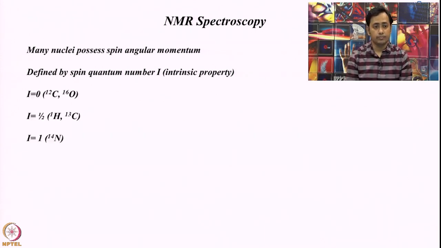The spin quantum number can have different values. It can be zero, it can be an integer value, or it can be a number like half or 3/2. The actual value of I depends on how many neutrons and protons are present inside the nuclei. If I have a nucleus with an even atomic number and mass number, typically they give us an overall spin quantum number of zero. But if it deviates from it, we can have different I values, which are non-zero.